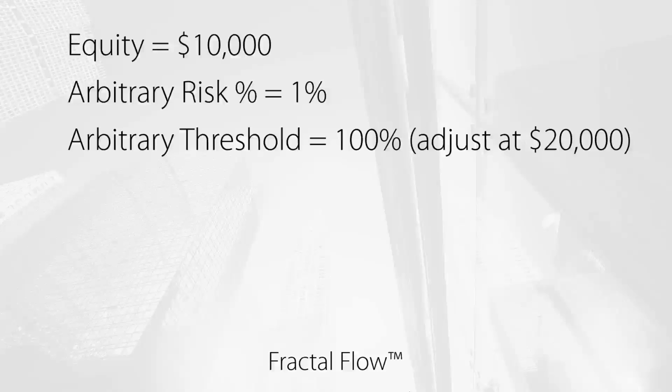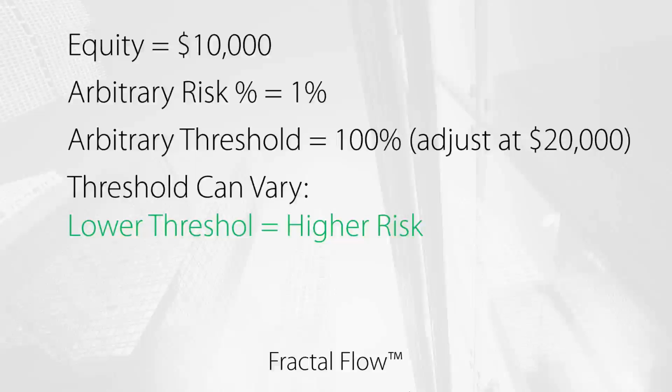1% of $10,000 is $100, so in every trade we make under the linear threshold method, we will risk $100 until we hit $20,000. Once the threshold is met, we adjust the size of our trades to 1% of the new equity, which is $20,000. From that point on, we will risk 1% of $20,000 until we reach the next threshold of 100%, which will be $40,000. The established threshold can vary, of course. The lower the threshold, the more risk you will be taking, and consequently, the faster your account will grow.